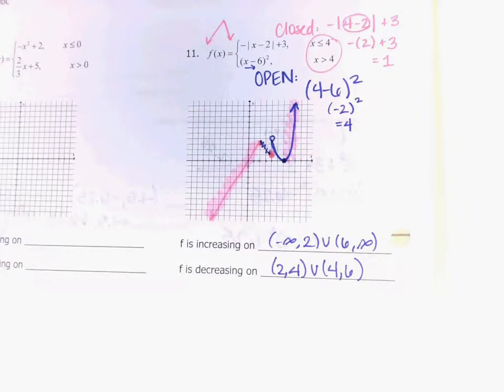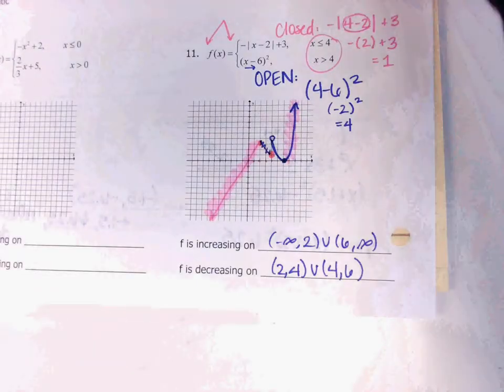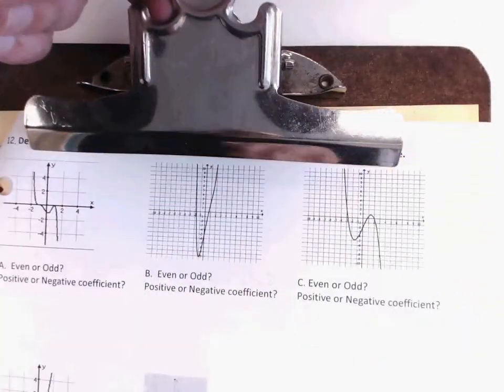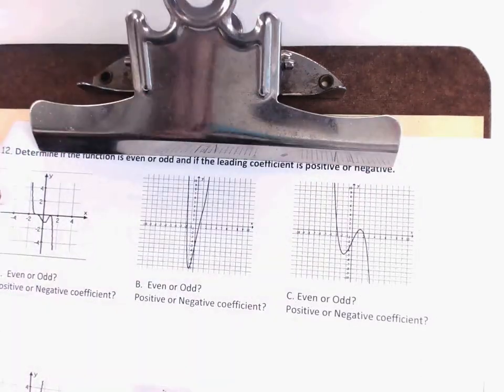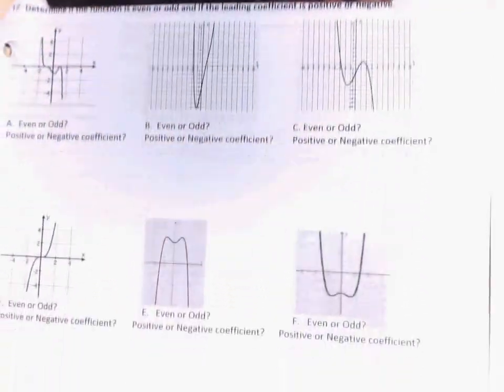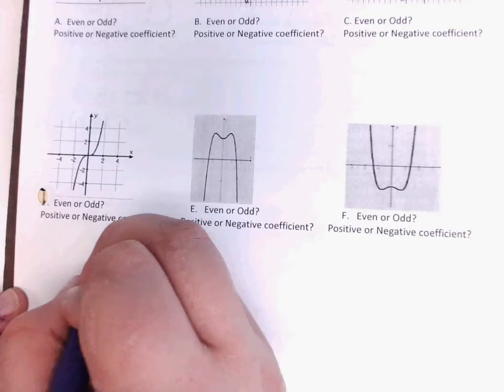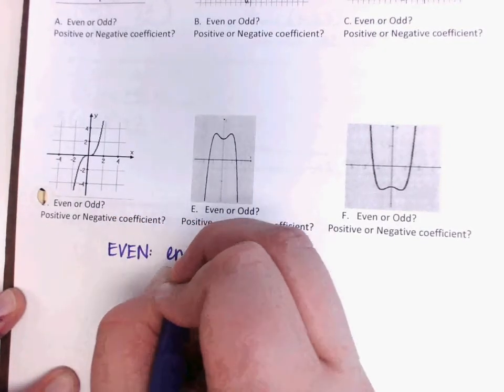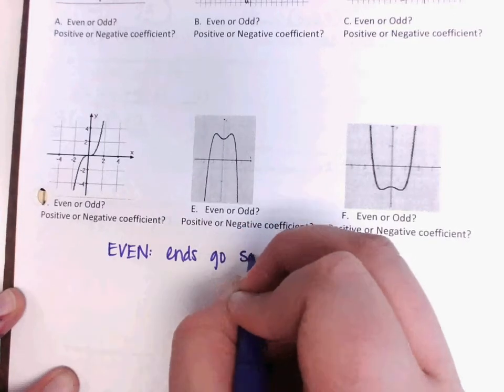All right, turn to your last page. Okay, last page, you're determining if it's even or odd, if it's positive or negative. Remember, even functions, I'll give you like a little key here in the middle. Even functions, ends go same direction.